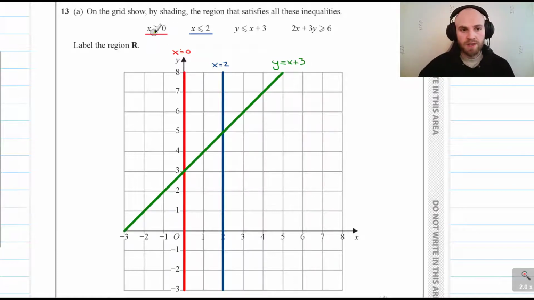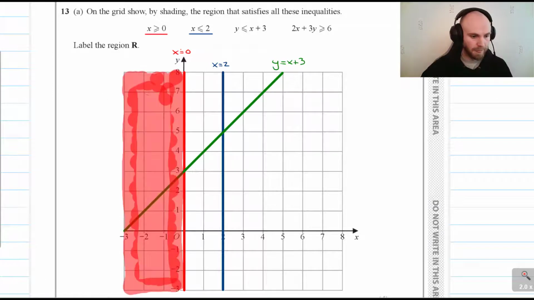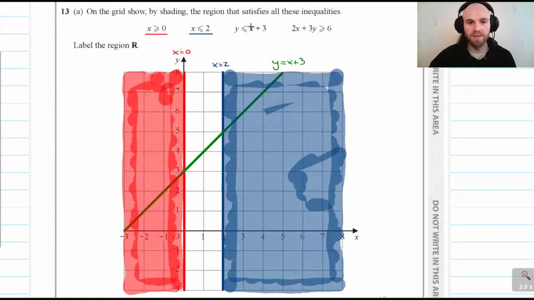Okay, so for the first inequality, well, x is greater than or equal to 0. So anything less than 0 is not going to count for this inequality. And then we've got x is less than or equal to 2. So anything greater than 2 on the x-axis is not going to count. So we need to shade that out. This last one's a little bit trickier.